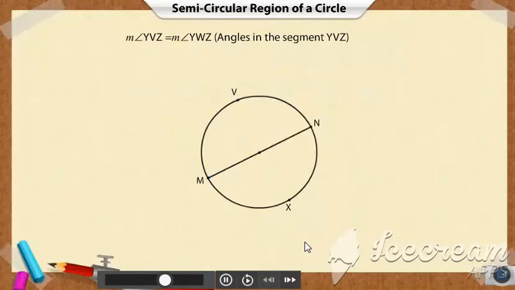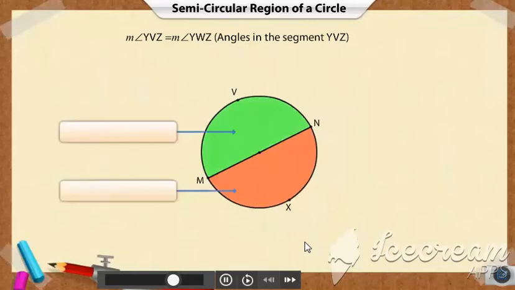Now, let's consider the diameter MN of the circle. As we have already understood, the diameter is also a chord of the circle, which divides the circle into two segments as seen. Since the diameter passes through the center of the circle, the segments it forms are equal in size and are called semicircular regions. Here, segments MVN and MXN are both semicircular regions of this circle.